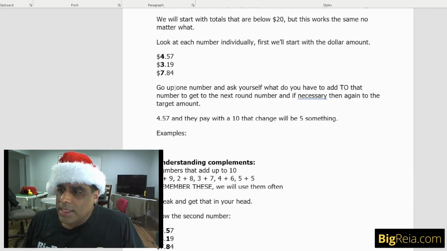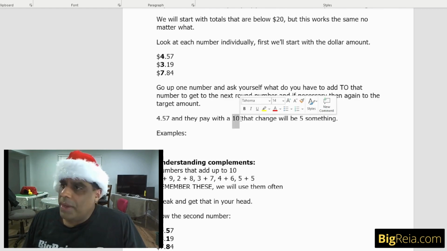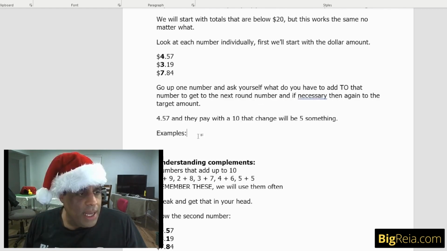So let's say $4.57, they pay with the $10. That change will be 5 something, right? We're using $20, but if they pay with the 10, that would be just 5 something because we're only going to 5, right? Examples. Do you have examples?